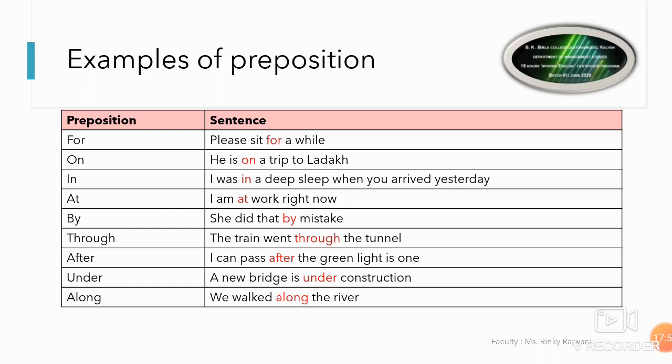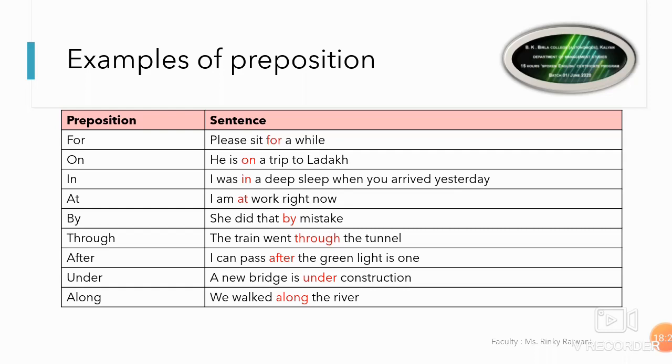Next one, in. I was in a deep sleep. So again, deep sleep is coming, and in is placed before. I was in a deep sleep when you arrived yesterday. Next one is at. I'm at work right now. By. She did that by mistake. Again, see, by is just placed before the word mistake.